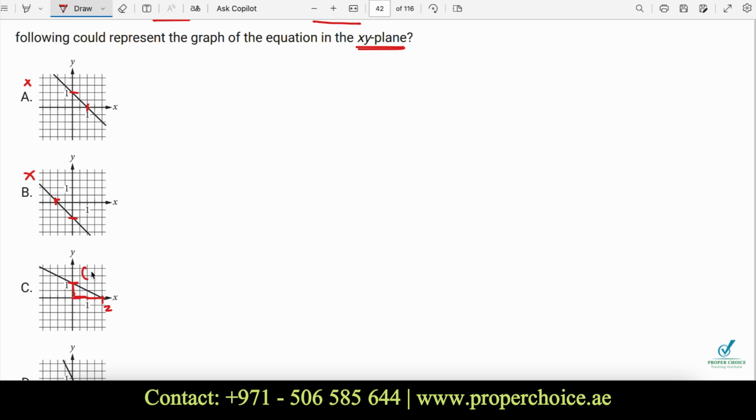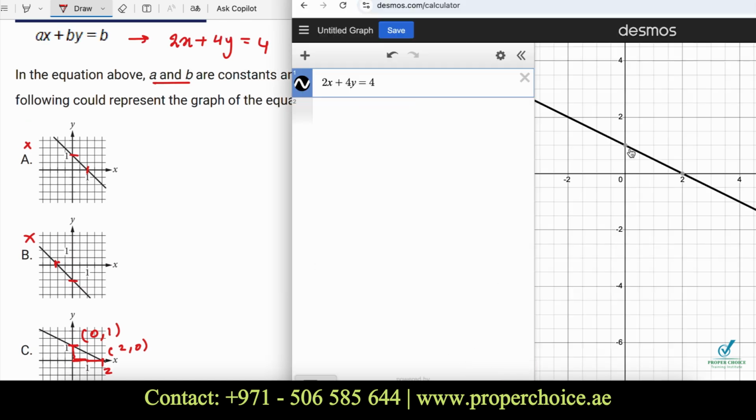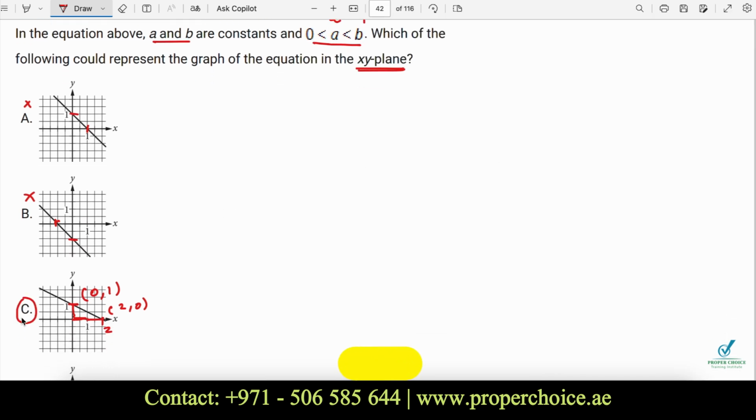So this coordinate point is going to be 0 comma 1 and this coordinate point is going to be 2 comma 0, and that's what I got by predicting it on Desmos. This is going to be 0 comma 1 and this is going to be 2 comma 0. So it makes sense with option C.